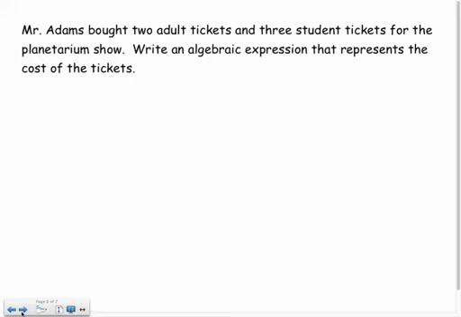So Mr. Adams bought 2 adult tickets and 3 student tickets for the planetarium show. Write an algebraic expression that represents the cost of tickets. So first things first, I have to give variables for things that I don't know. Well, I bought 2 adult tickets, that's good to know, but I don't know how much they cost, do I? So I'm going to give the letter A for adult tickets, the cost of adult tickets. So A is going to stand for cost of adults. The other thing I don't know is how much student tickets are. I know I bought 3 of them, but I don't know the cost of student tickets. So I'm going to give S for the cost of student tickets.